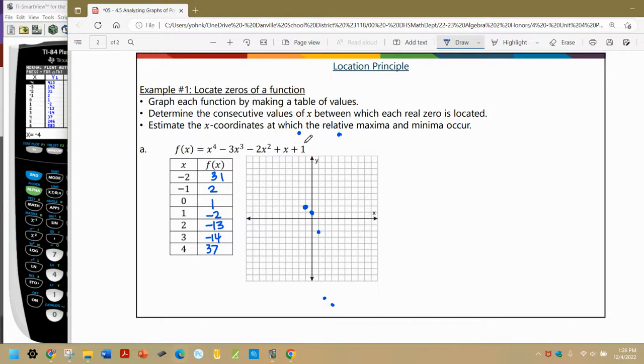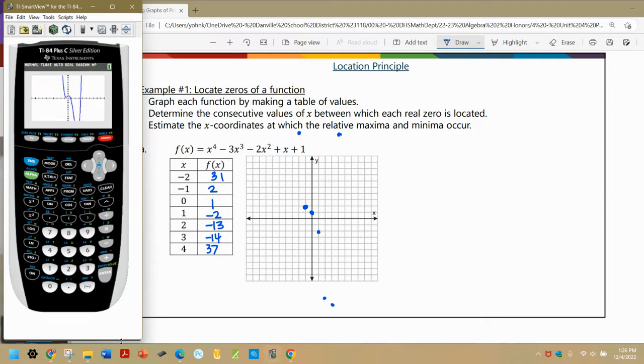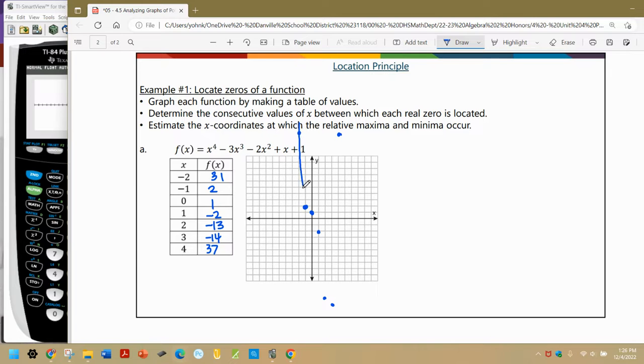I need to know where my graph is going at the ends. If I look at my graph again, see if it's a little bigger. Take a look at my graph. It's going to go up to the left and it's going to go up to the right. So in my picture, if I connect my dots, I can go like this.